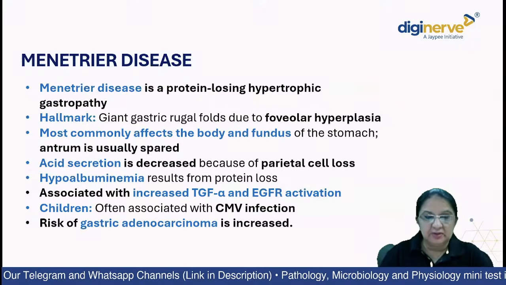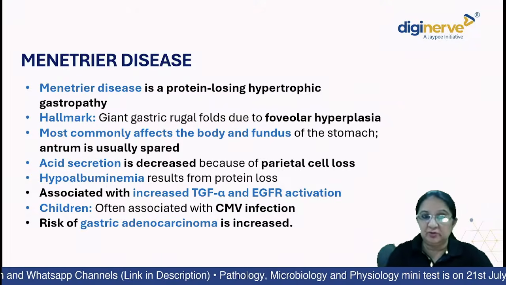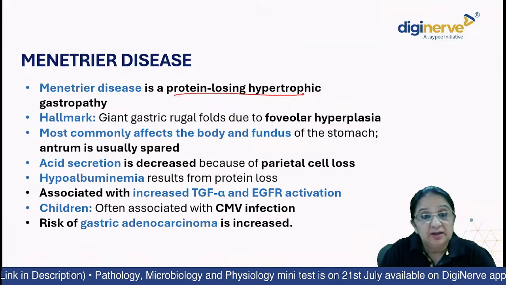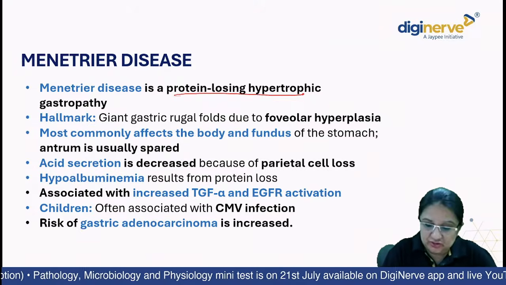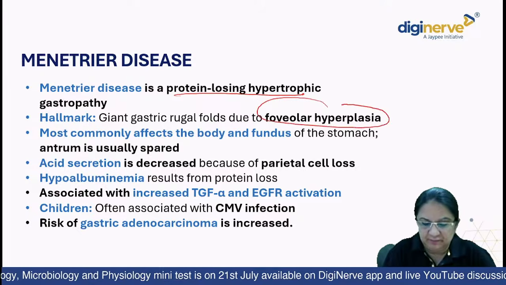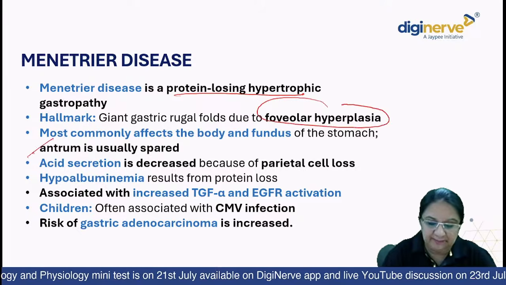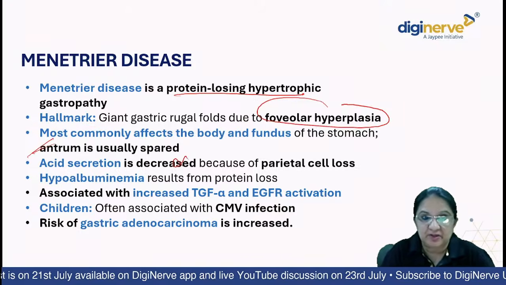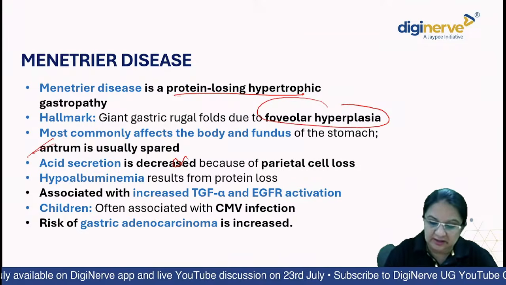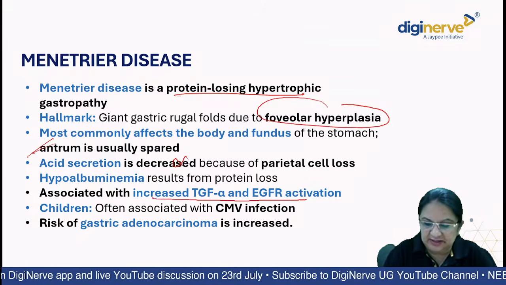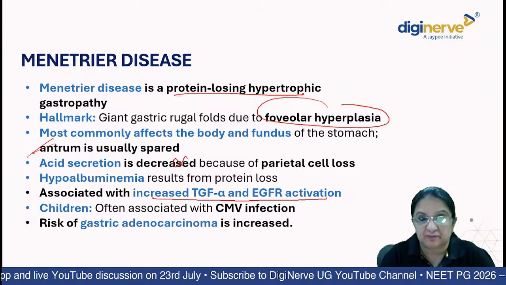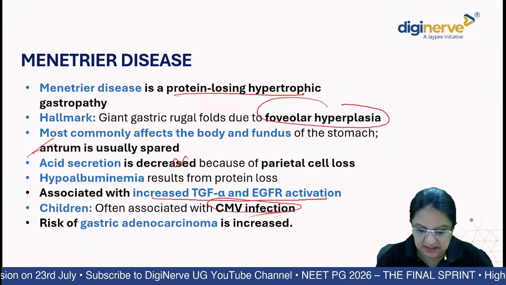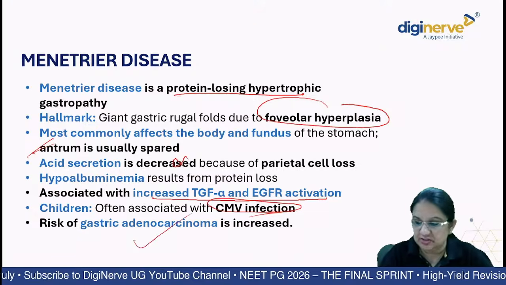Okay. Then Menetrier's disease is a protein-losing hypertrophic gastropathy. Then you see giant gastric rugal folds. Why? Because of foveolar hyperplasia. Antrum is usually spared. Acid secretion is decreased. Why? Because there is loss of parietal cells. And it is associated with increased TGF alpha and EGFR activation. In children, it is usually associated with CMV infection, and there is a risk of gastric adenocarcinoma.